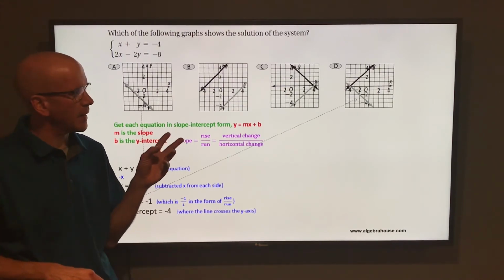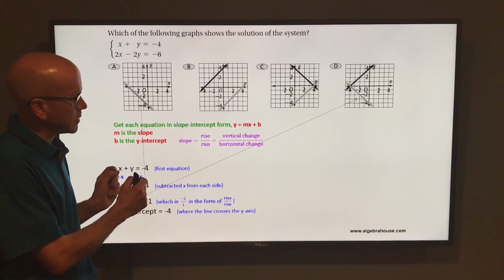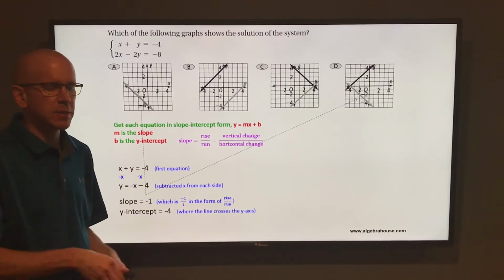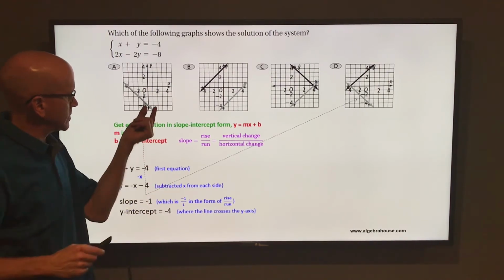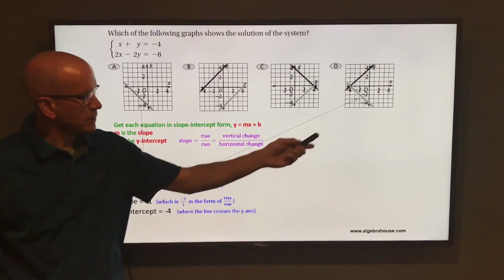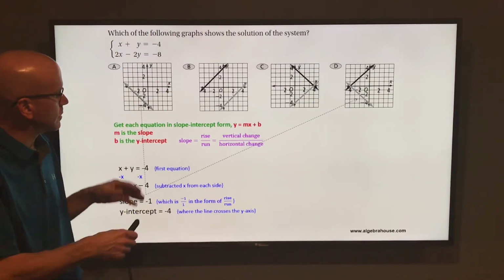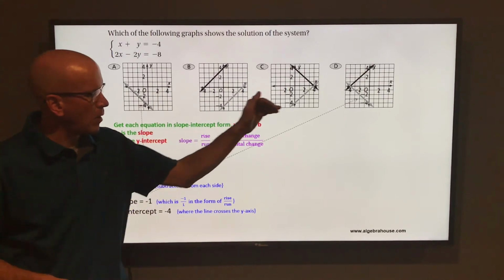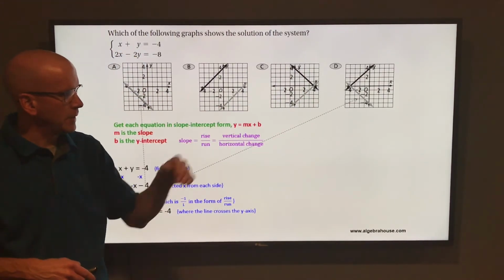Well, there are 2 graphs that show a y-intercept of -4 and a slope of -1. Remember, a negative slope will go down and to the right. So this first graph A has a y-intercept of -4 showing. Letter D down here has a y-intercept of -4 showing, and they each have a slope of -1 along with that y-intercept of -4. So it could be A or D.